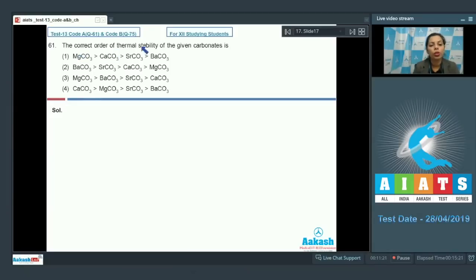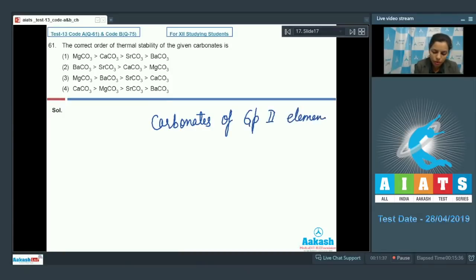Question number 61. The correct order of thermal stability of the given carbonates is. If you look at these carbonates, you will identify that these all are the carbonates of group 2 elements, and their thermal stability increases down the group.